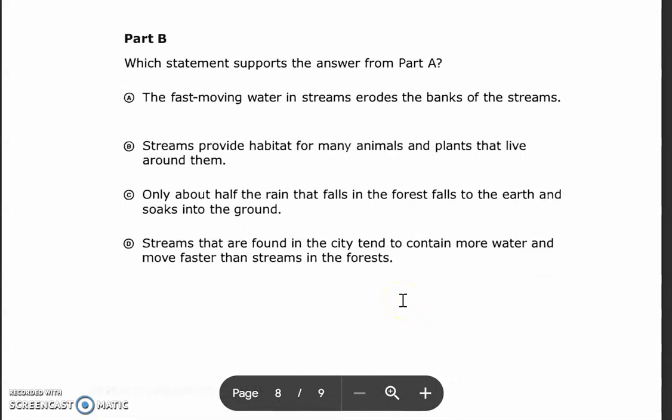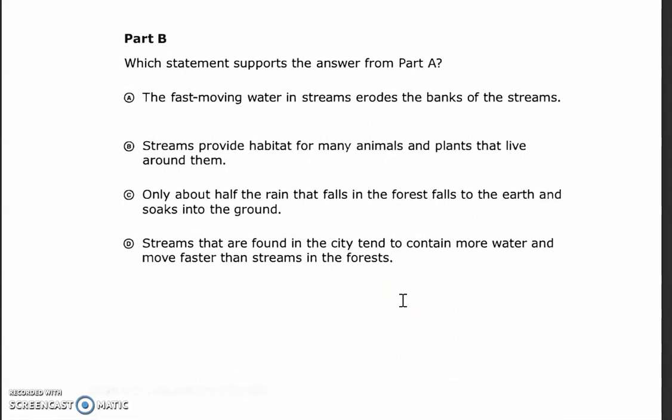Part B. Which statement supports the answer from Part A? A, the fast-moving water in streams erodes the banks of the streams. B, streams provide habitat for many animals and plants that live around them. C, only about half the rain that falls in the forest falls to the earth and soaks into the ground. D, streams that are found in the city tend to contain more water and move faster than streams in the forest.